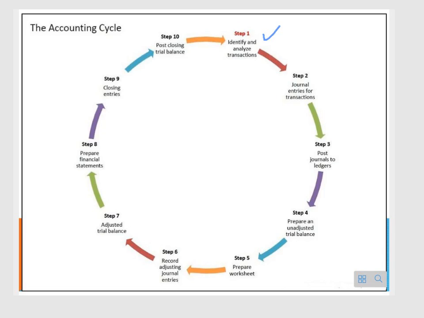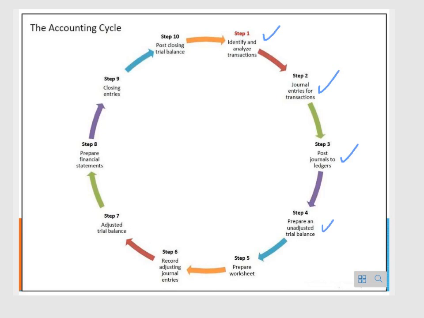Then, Step 2, we look at how we record business transactions in the general journal. This is the book of original entry. And we record the debit first and indent and record the credit second. And in every journal entry, the debits and credits should be equal. In Step 3, then, we post those journal entries to the ledger. And then we test our records by summarizing the ledger to ensure that the debit balance accounts equal the credit balance accounts.